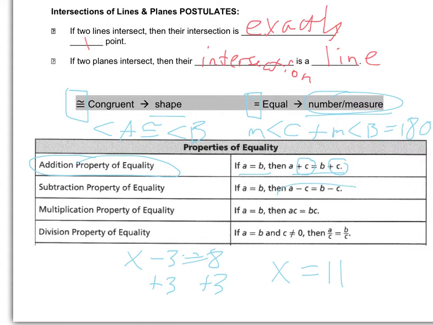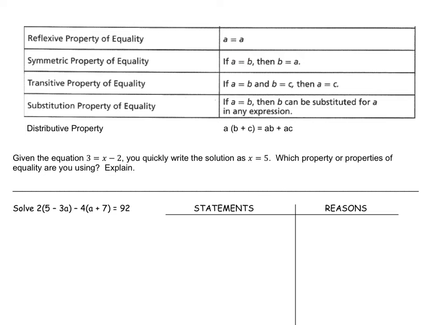We can do that with subtraction. That's the subtraction property of equality. We can multiply them, multiplication property of equality, and we can even divide them by the same number to keep both sides equal. Some more properties of equalities.